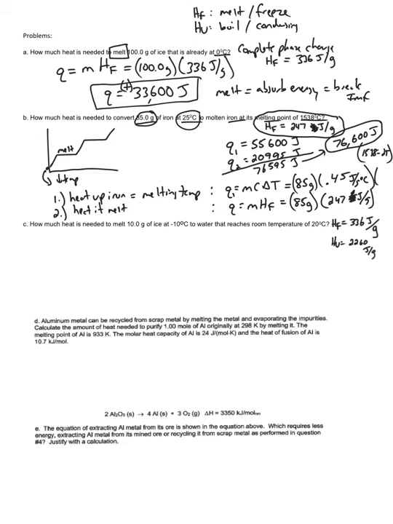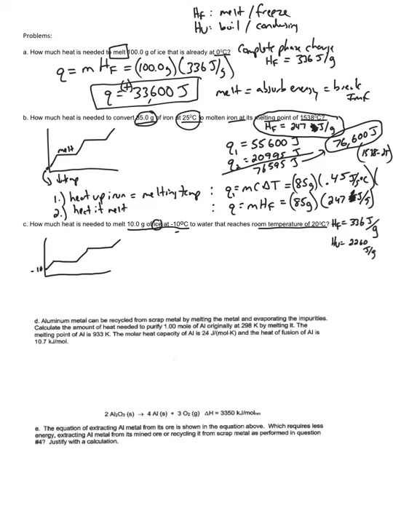How much heat is needed to melt ice, 10 grams of that at negative 10, to reach room temperature at 20 degrees? I always, in phase change problems, like to draw my little temperature time graph and figure out where I'm starting, where I'm going. So I'm at ice, which is solid, at negative 10. Am I at the melting point of water or am I below it? Negative 10 puts you below it.